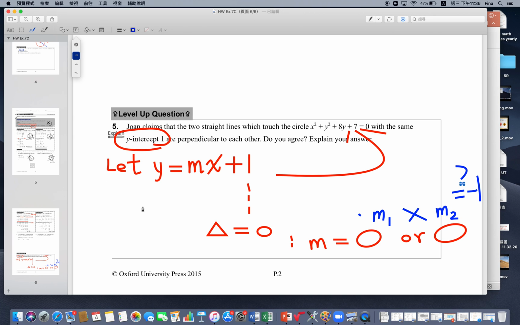In this worksheet, I think the rest is not difficult. Only the level up question is a bit difficult, but for all the level up questions I have discussed with you, I hope that you can try your best to finish this worksheet and hand in your homework on time in Google Classroom.